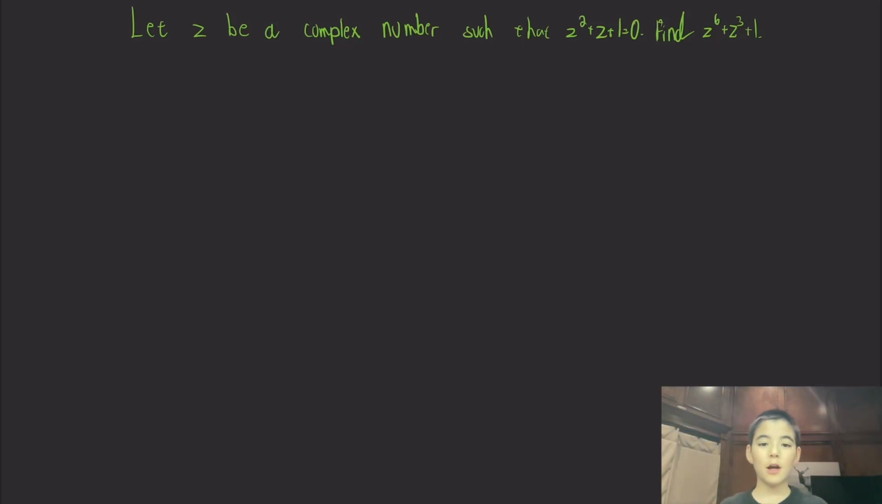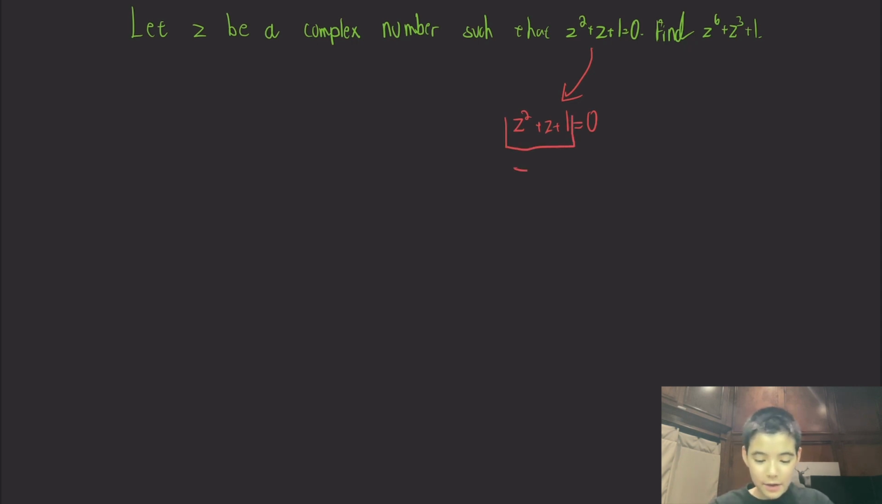Let z be a complex number such that z squared plus z plus 1 is equal to 0. Find z to the 6th plus z cubed plus 1. So let's take this out, and we'll get z squared plus z plus 1 is equal to 0. So let's take a closer look at z squared plus z plus 1.